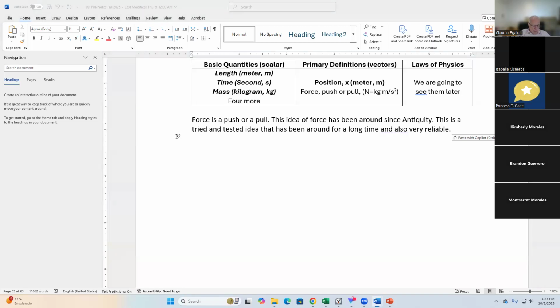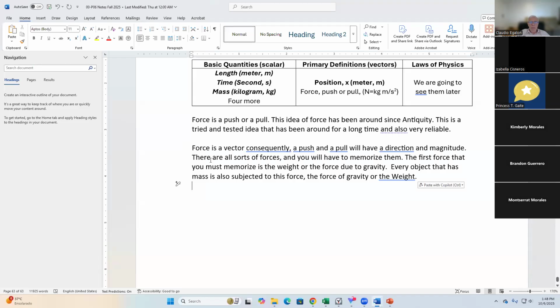So what you have to know, and you already know, is that force is a vector. Consequently, your push and your pull is going to have a direction and magnitude. There are many types of forces out there. You have to memorize them. The most important one that you have to know is the force of gravity, also referred to as the weight.